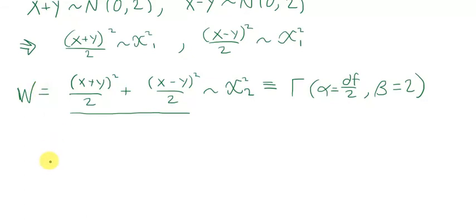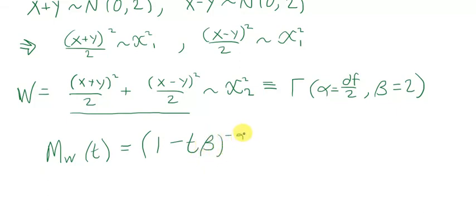So for a moment generating function of a gamma distribution, I'm going to call this W for simplicity. The moment generating function of W, using properties of the gamma distribution, ends up being (1 − tβ)^(−α), which in our case, alpha is equal to 1, beta is equal to 2, because this is a chi-square. So we have (1 − 2t)^(−1).